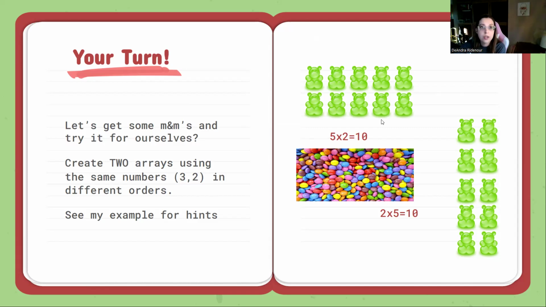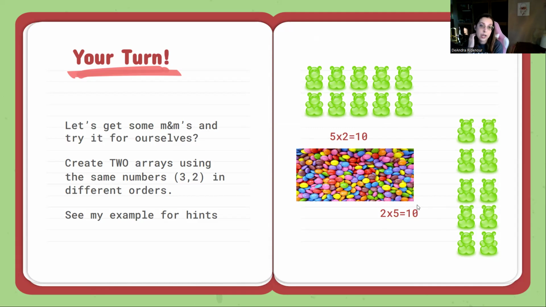Now I'm going to make it look different, okay? Instead of 5 groups, I'm going to give myself 2 groups. 1, 2 groups. And each group is going to have how many gummy bears? 1, 2, 3, 4, 5. That's right. 2 groups of 5. What's 2 times 5? Yes, it's 10. Good job. So you can see here, 5 times 2 is the same as 2 times 5. It just looks a little bit different.